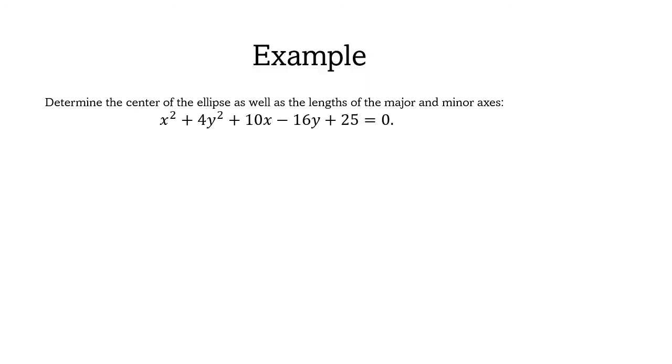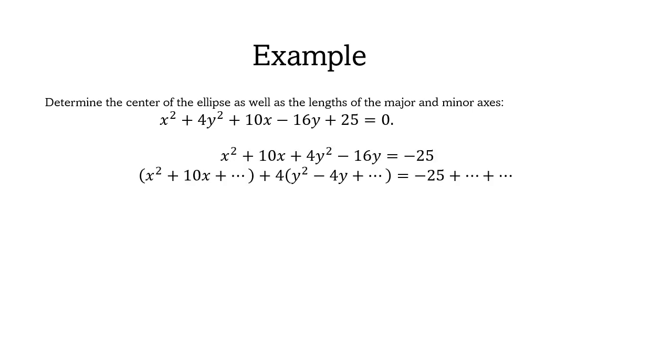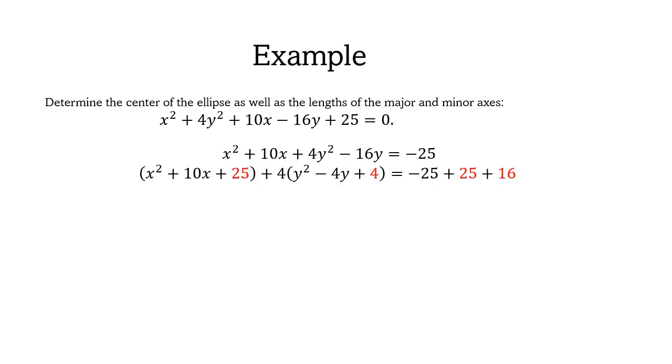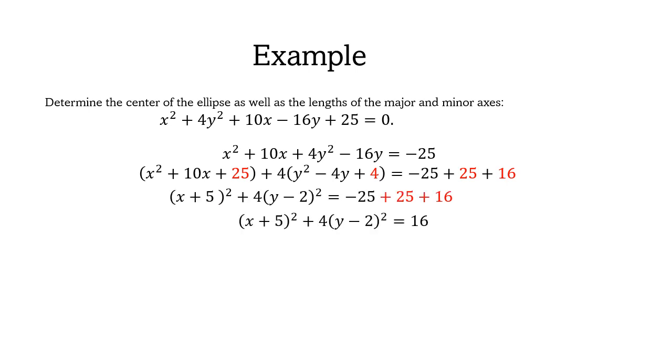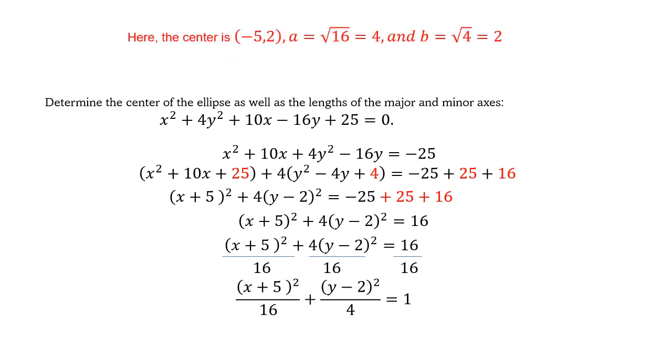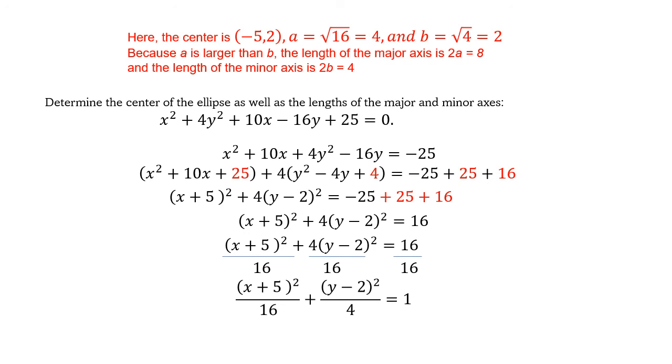We have another example. We need to determine the center as well as the length of the major and minor axis. So we're going to use the method of completing the square. Therefore, the center is -5, 2, and the length of the major axis is 8, and the length of the minor axis is 4.